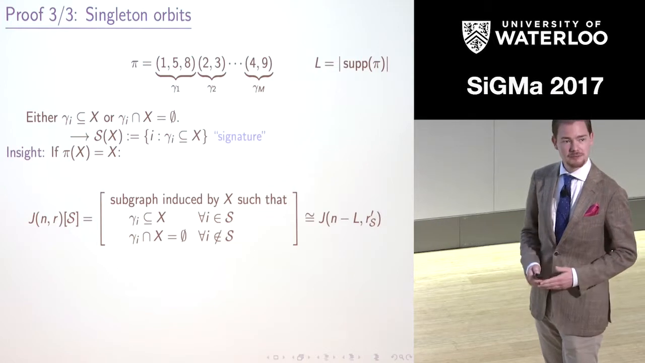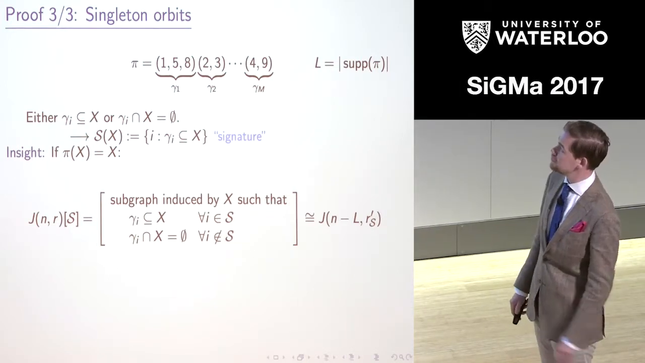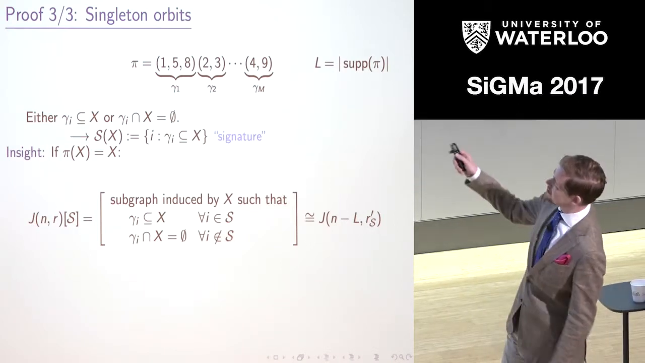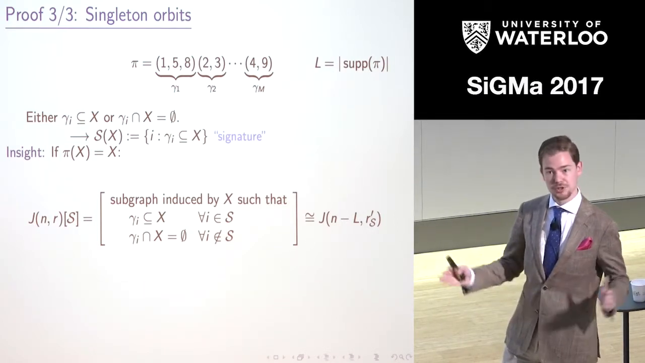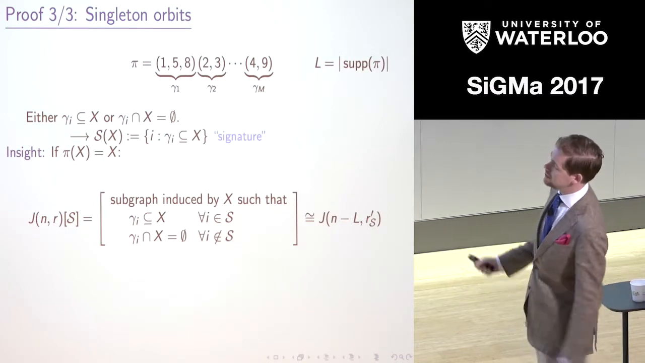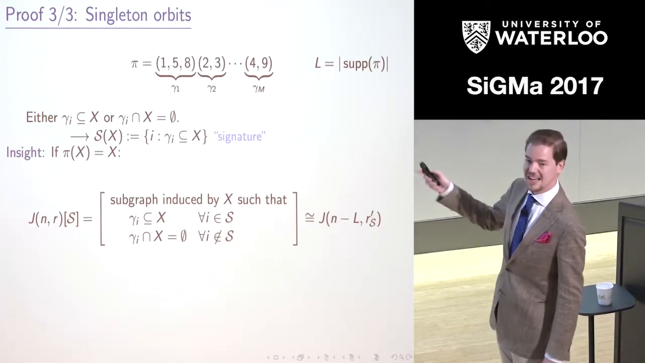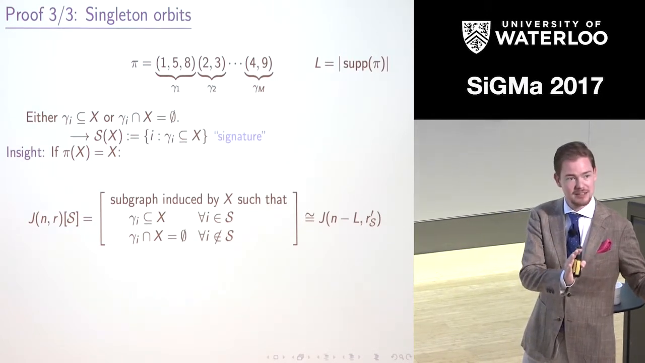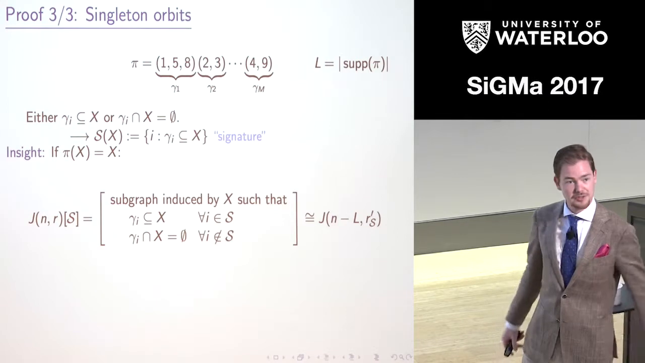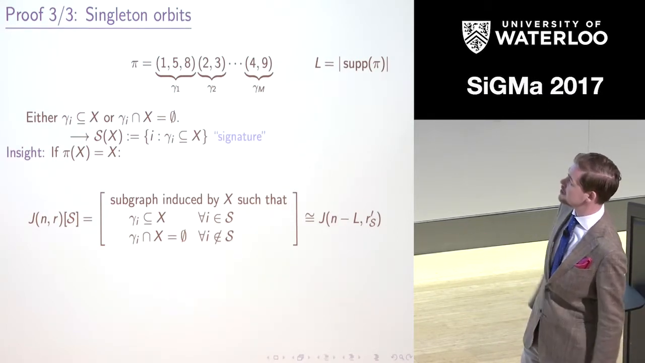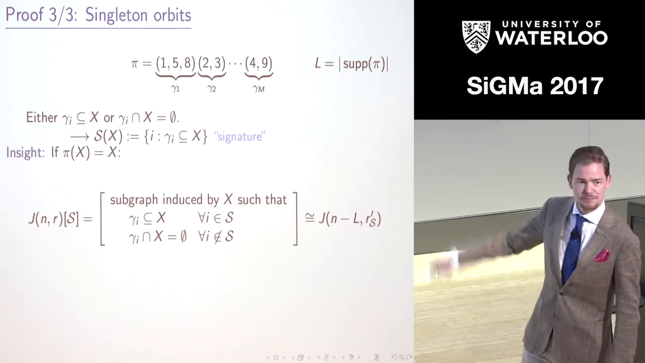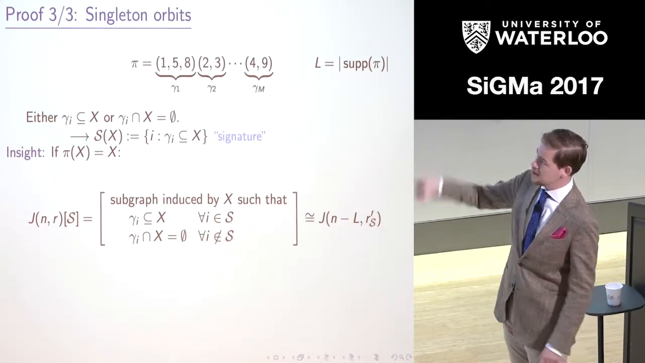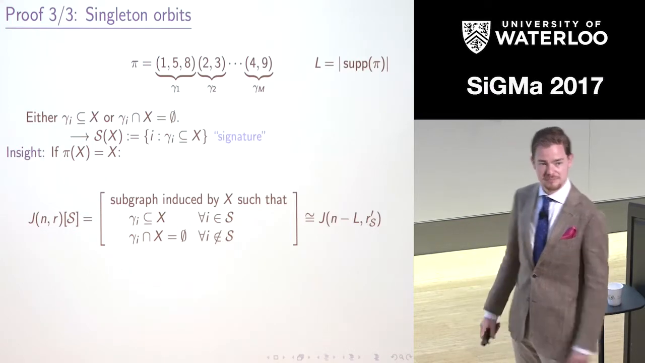And the induced subgraph is isomorphic to a smaller Johnson graph. So the Johnson graph is smaller in two ways. There's n minus L, where L was the support of pi. You can see that because for all of these L elements, they either have to be in my set or they are not there. So these are specified, so that explains the minus L. And there's some R prime, which is the size of these sets. And that depends a bit on which cycles exactly are selected.